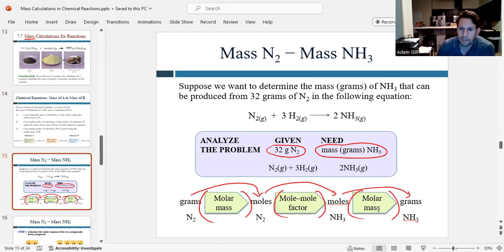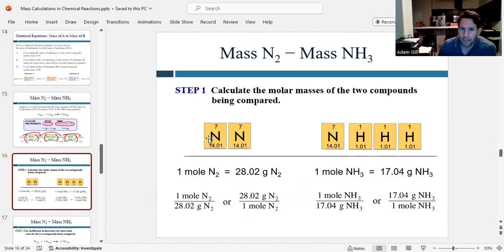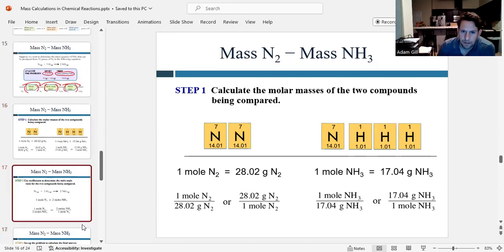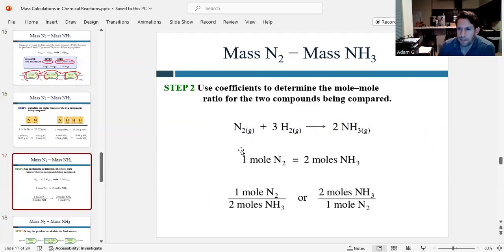First, we need the molar masses of N2 and NH3. So we go to the periodic table. N2 means there's 2 nitrogens. So N2 is going to have a mass of 28.02 grams. NH3, add them all up, you're going to have 17.04 grams. So next thing we need is the mole-to-mole ratio. So from our balanced chemical equation, there's only one N2 and there's 2 NH3s. So you can make your conversion factor there.